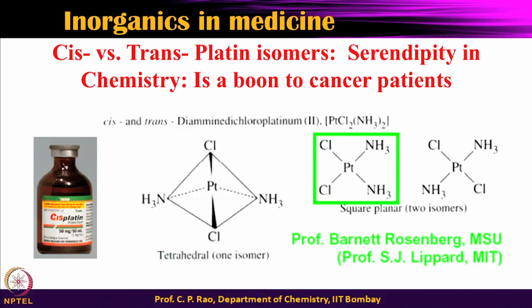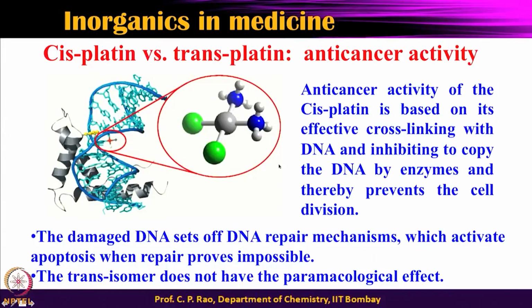So, this means it is not only the inorganic compound, its geometry, its coordination properties, its redox properties, all of these are important. In this case, it is the geometry which is important. Cisplatin is shown over there. Okay. Now, how does it do it?